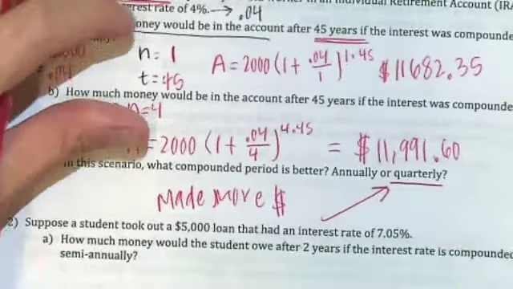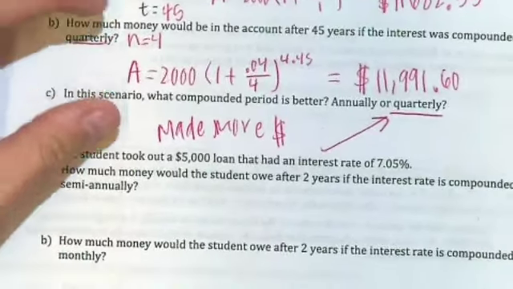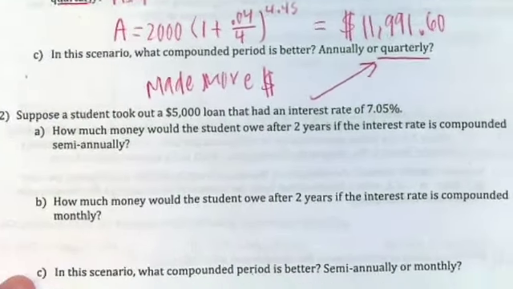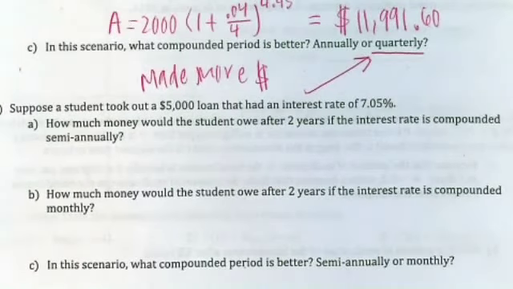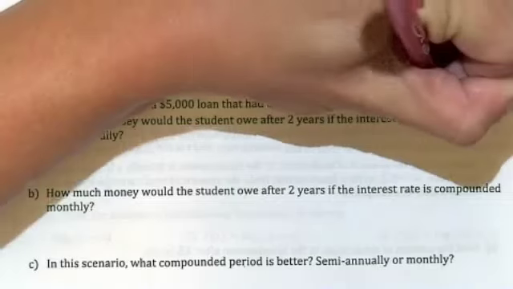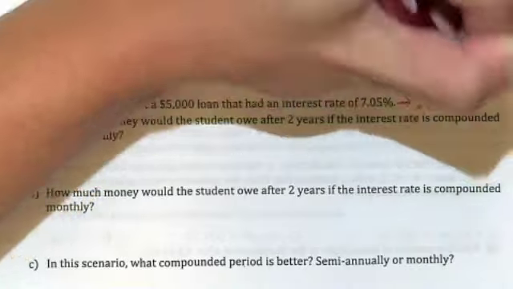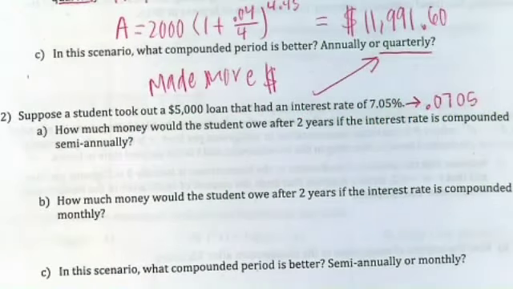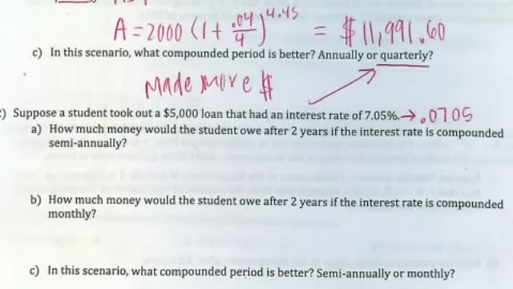Okay, so this next example, I will go ahead and read. It says, suppose a student took out a $5,000 loan that had an interest rate of 7.05. I'm going to go ahead and change that to 0.0705. Move that decimal place 2 places to the left. How much money would the student owe after 2 years if the interest rate is compounded annually?